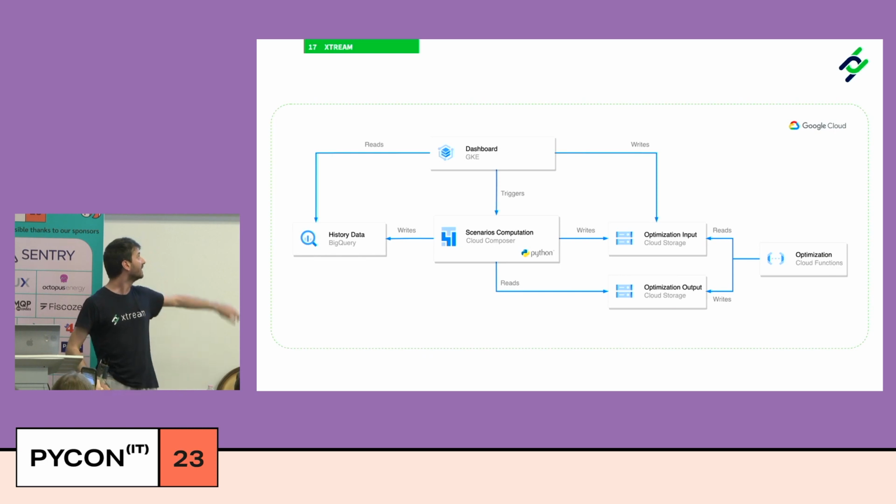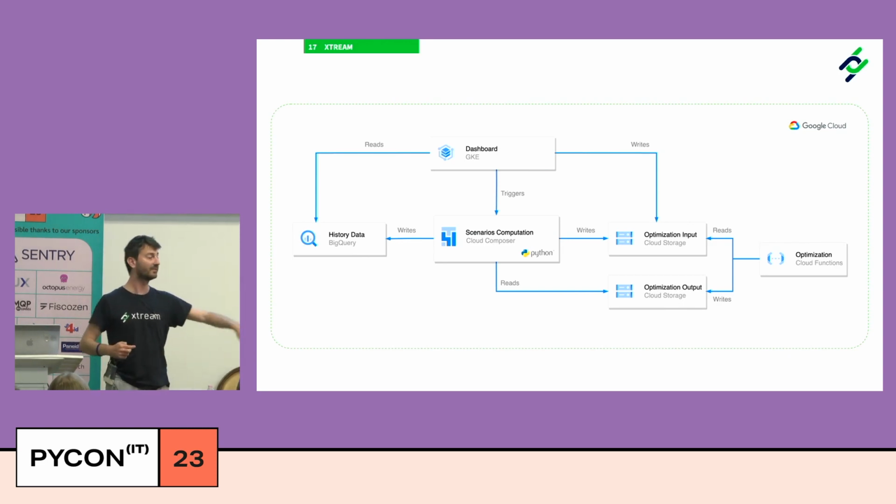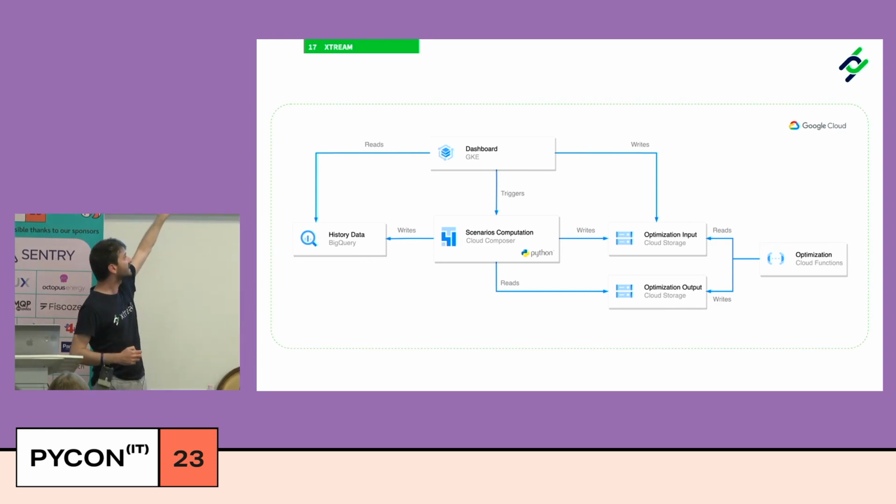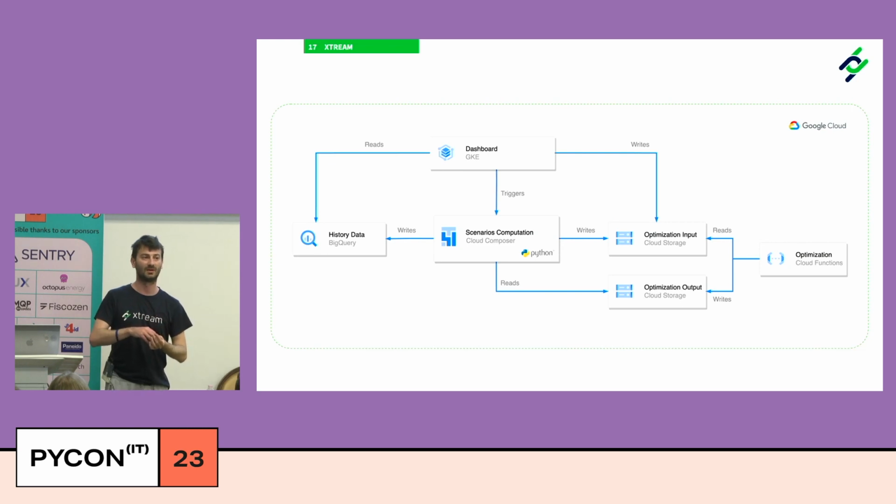What we do is have Cloud Composer, which is basically the Airflow that you pay a lot for on Google Cloud Platform, orchestrating a pipeline. At some point of the pipeline, it writes some input data on a bucket. When each file is written on the bucket, a cloud function is spawned. So we have 600 files, 600 cloud functions, one for each optimization problem. And each function solves an instance of the optimization problem for a single month.